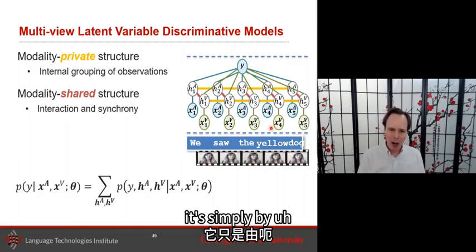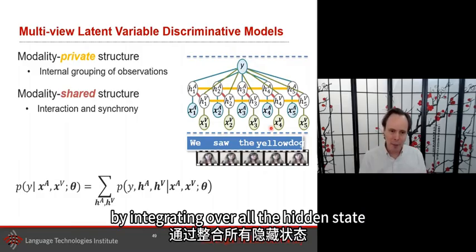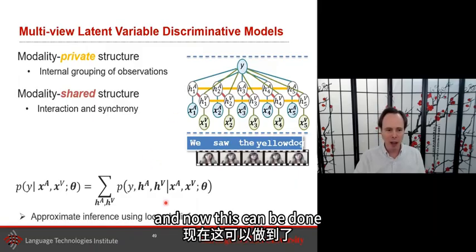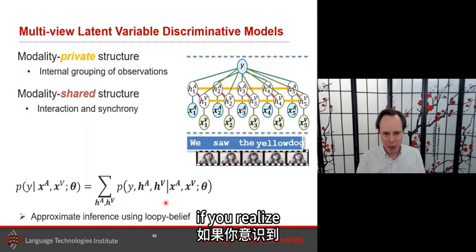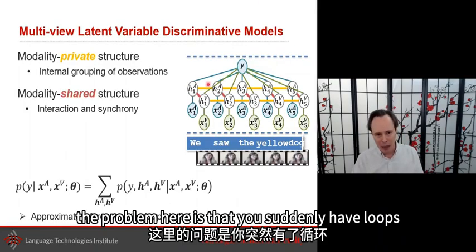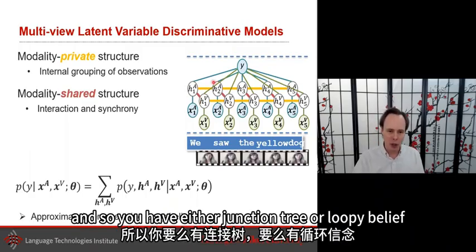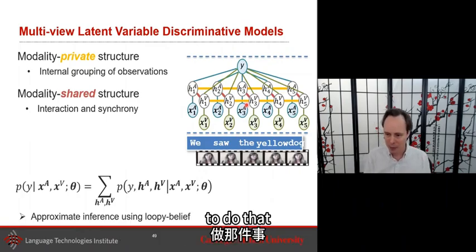And then the idea is to solve this simply by integrating over all the hidden states. And now this can be done. There are nice ways to approximate this using loopy belief. If you realize, the problem here is that you suddenly have loops, and so you have either junction tree or loopy belief to do that.